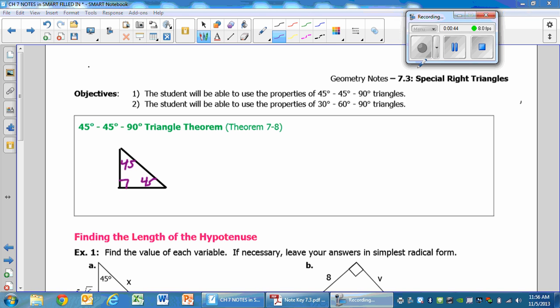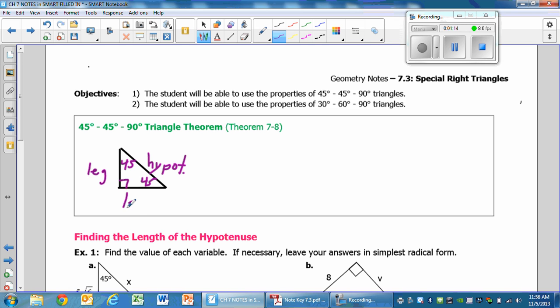Alright, so here's my picture. I have a triangle with a 90-degree angle, and then I have my two other angles, 45 and 45. Hence, 45, 45, 90 triangle theorem. So the hypotenuse is going to be the side across from the biggest angle. Well, 90 is the biggest, so this is the hypotenuse. We'll abbreviate it there. And then the other two are the legs.